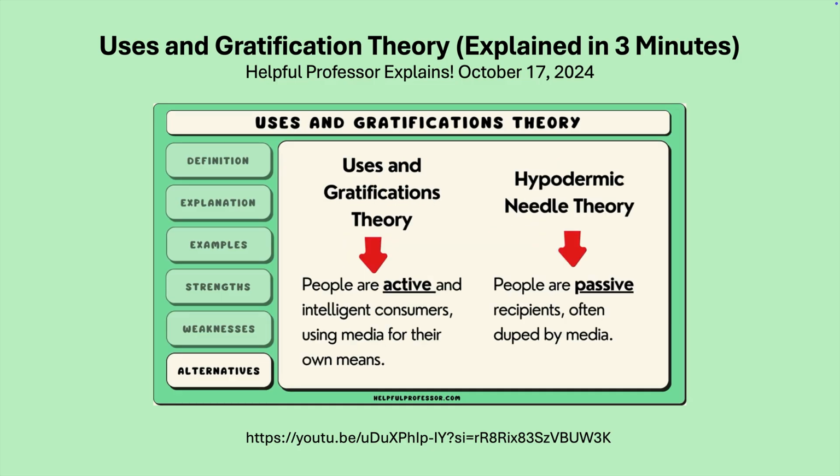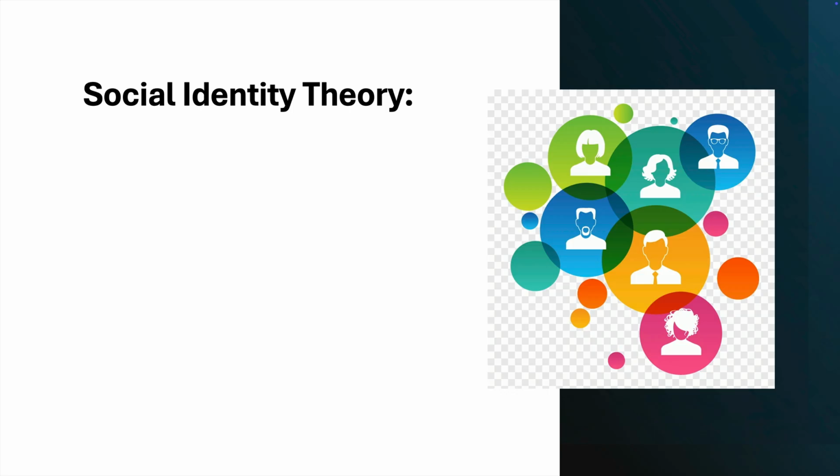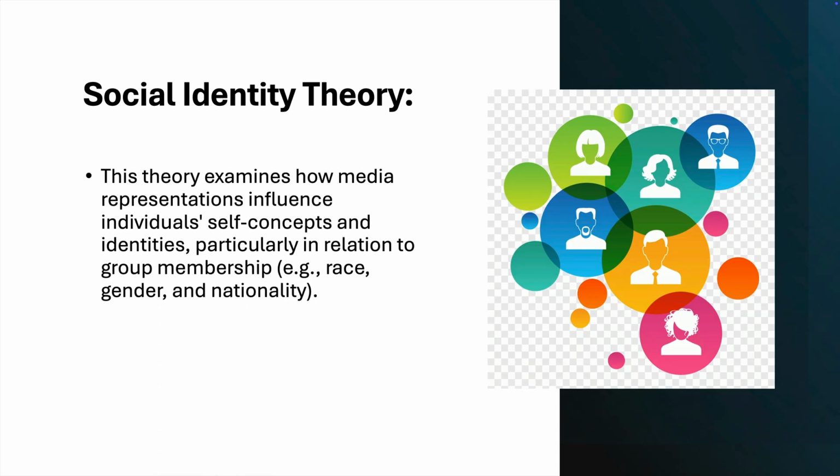While the hypodermic needle theory highlights the power of media messages, it doesn't focus on the active choices people make in their media use, making it different from the approach taken by uses and gratification theory. Next, social identity theory. This theory examines how media representations influence individuals' self-concepts and identities, particularly in relation to group membership, for example, race, gender, and nationality.